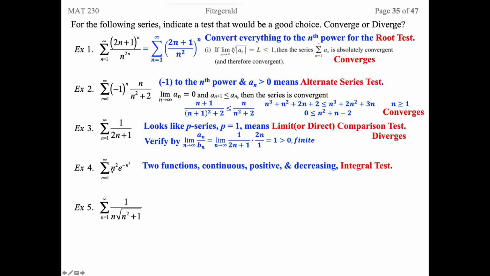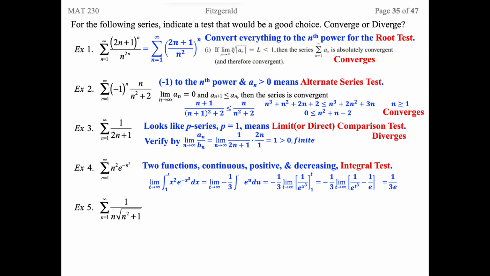Number 4, n squared e to the negative n to the third power, seeing two different functions here. I see a good old integral test right here because I'm going to let my u be the negative n to the third, and I'll let my n squared be part of my du. So we swap it out for x's: the limit as t approaches infinity, integrated from 1 to t.